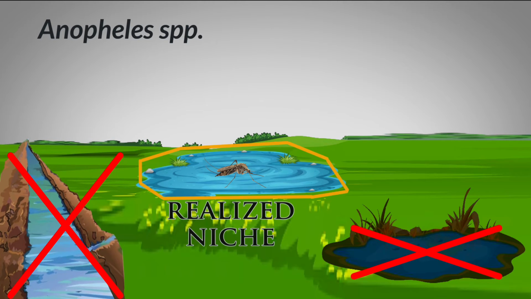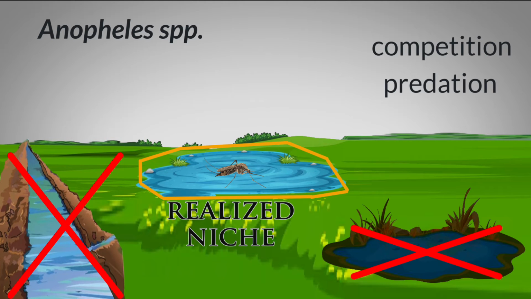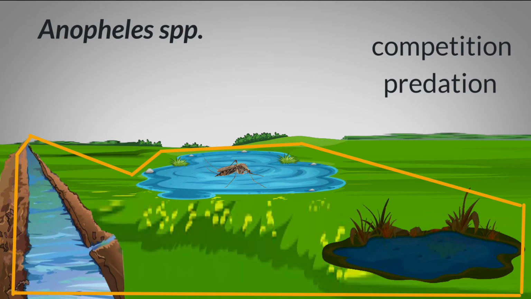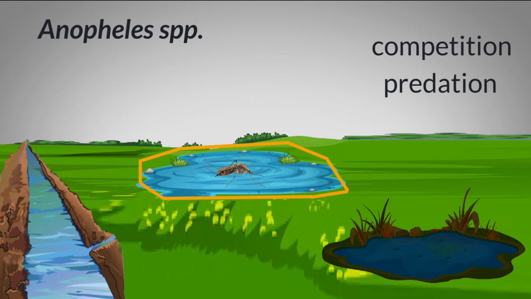This realized niche is shaped by factors like competition from other mosquito species, which may tolerate those polluted conditions much better, as well as predation pressures from aquatic predators like fish and dragonfly larvae. Though Anopheles mosquitoes could potentially occupy a broader range of habitats, ecological interactions constrain them to a much smaller proportion of their fundamental niche in natural environments.